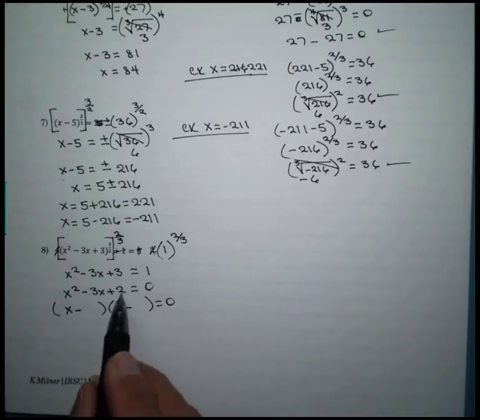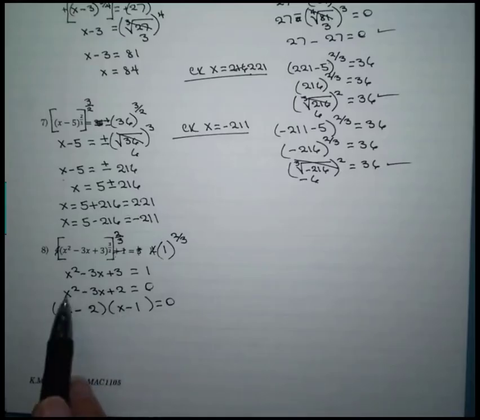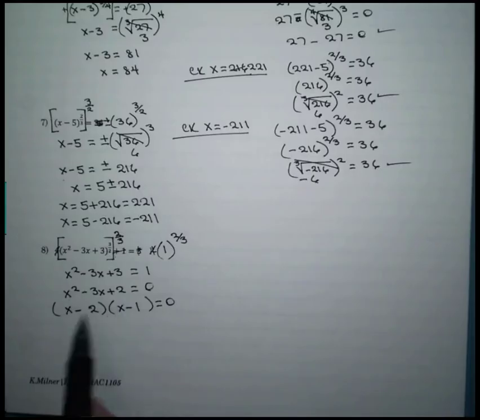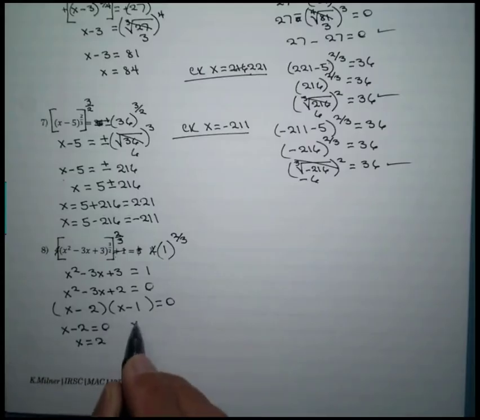And the only factors of 2 are going to be 2 and 1. But let's check it and see. X times x is x squared. Negative 2 times negative 1 is positive 2. Negative 2x minus 1x is a negative 3x. So we have 2 good factors. We'll set each of them equal to 0, and then we'll solve. I know I'm going fast, but you should be too. This is something you've done now for a couple of semesters at least, right?